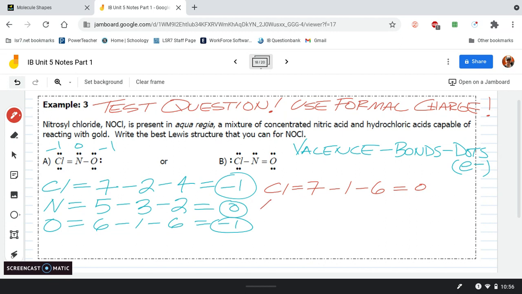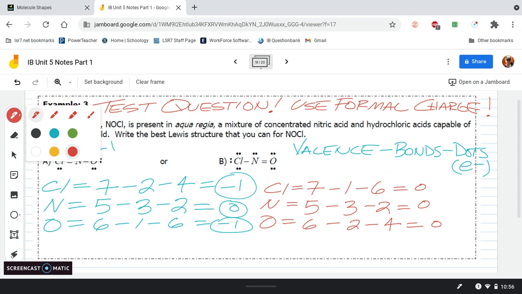Nitrogen. So nitrogen is in column 5A, so that's 5. Minus, still has 3 bonds. There's a double and a single, so that doesn't change. And minus 2 electrons at the top. And then the oxygen is 6 minus 2 for the double bond. There's the double bond right there. Minus 4 dots, 4 electrons, and 6 minus 2 minus 4 is 0.